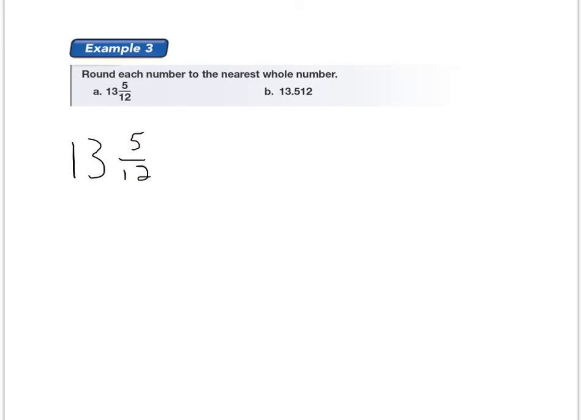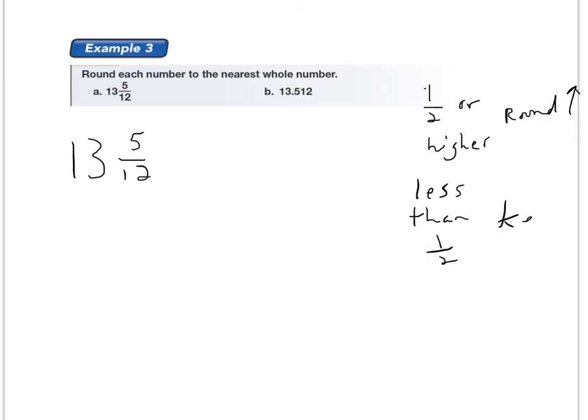And the rule with fractions is if it's a half or higher, we round up. And if it's less than half, we keep it the same. Okay, so I'm looking, again, I want to round to the nearest whole number here, which means I'm looking at this number, figure out what that tells me to do. Well, 5/12 is less than a half, so I'm going to keep these digits the same. So I'm just going to rewrite this as 13.